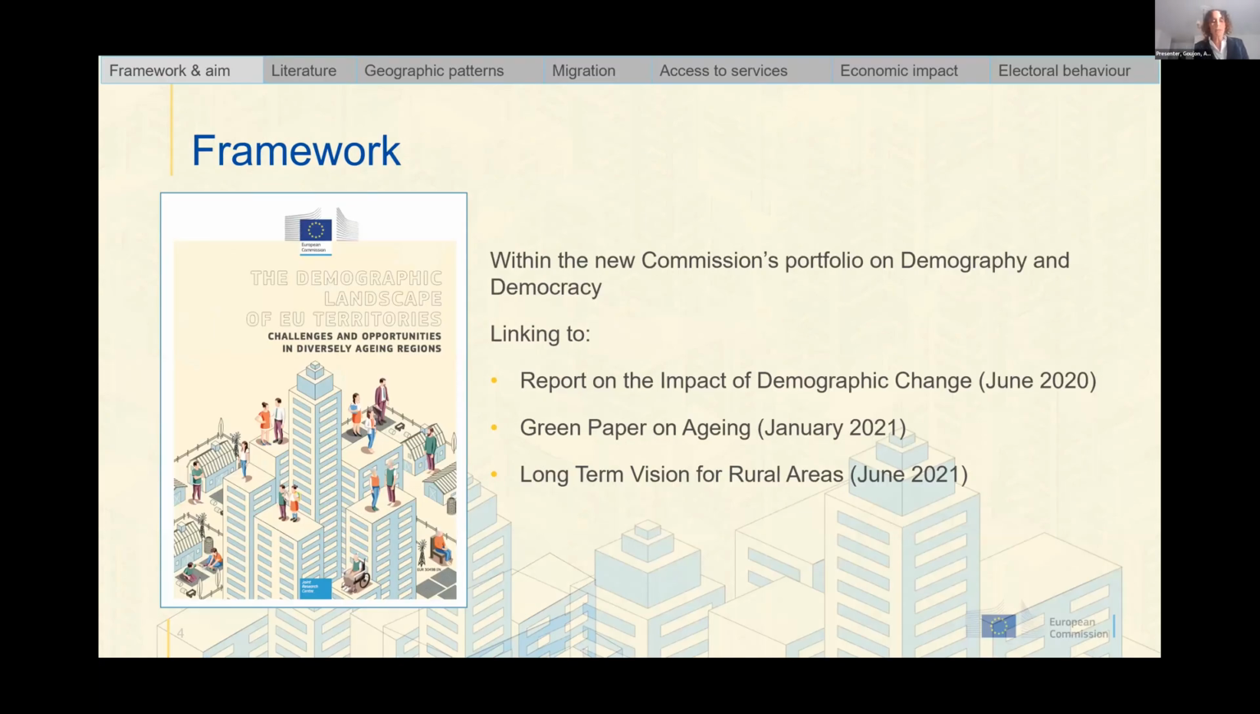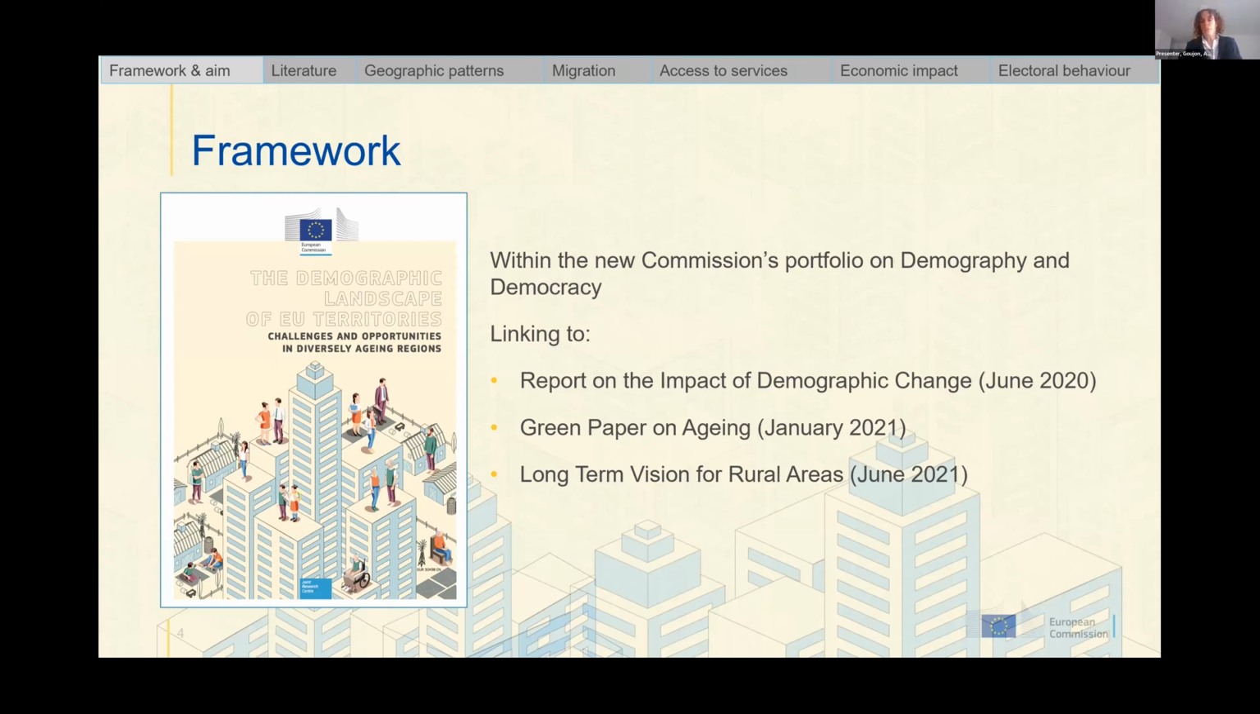So the framework, as you've seen yesterday from the talk of Vice President Switcha, is very much related to the new Commission's portfolio on demography and democracy. And since Ursula von der Leyen took over the presidency of the European Union, you've seen that demography is very high on the political agenda of the European Commission.